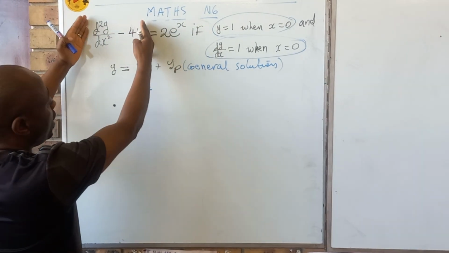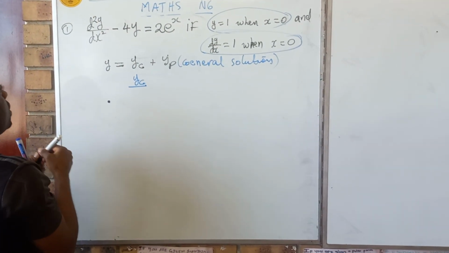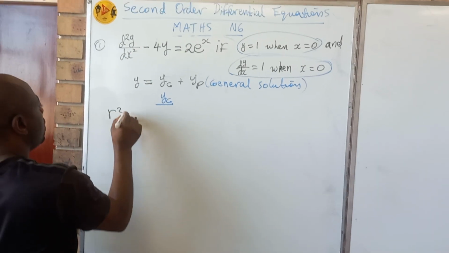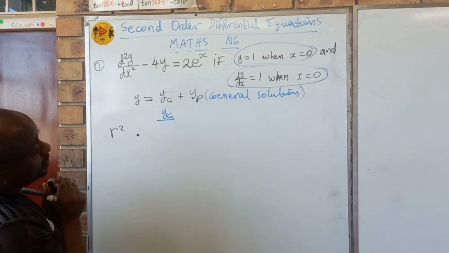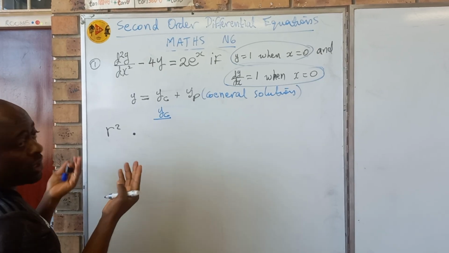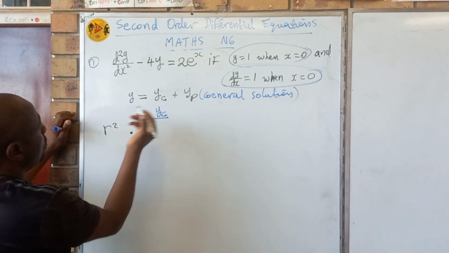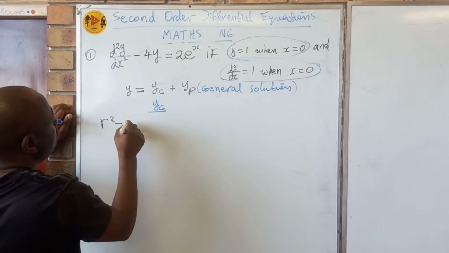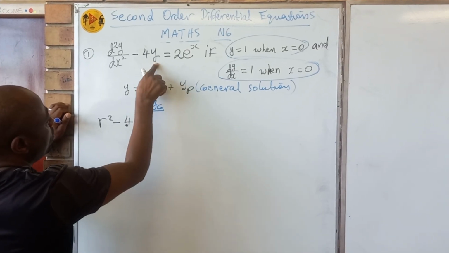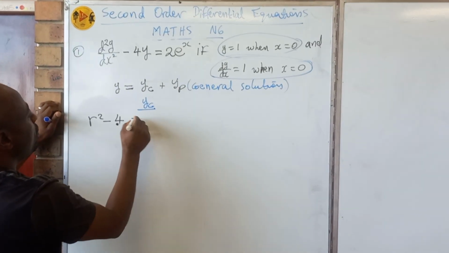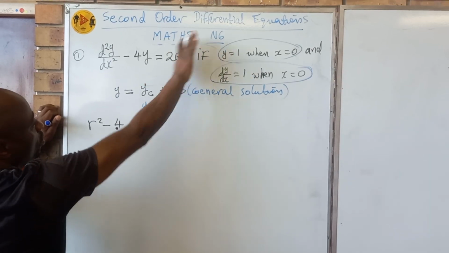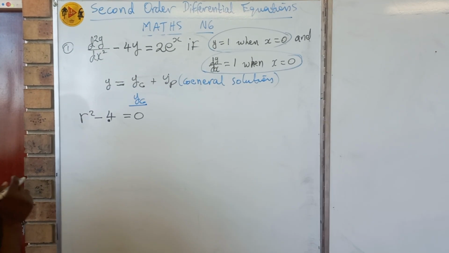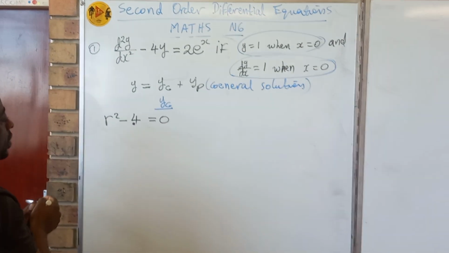You use the left side, you create a quadratic expression by making the second derivative r squared. Now you see there's no first derivative, which means our quadratic will only have two terms. Since there is no first derivative, that part is a 0. Then our y is forever 1, so this becomes 4 times 1, which is 4, equal to 0. Since we don't use the right side for yc, we only use it for yp.